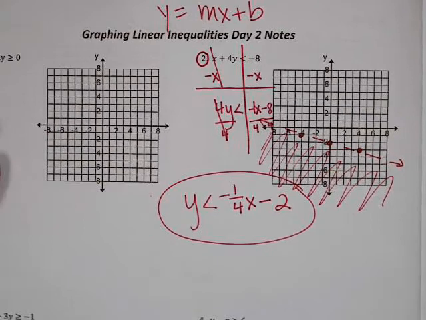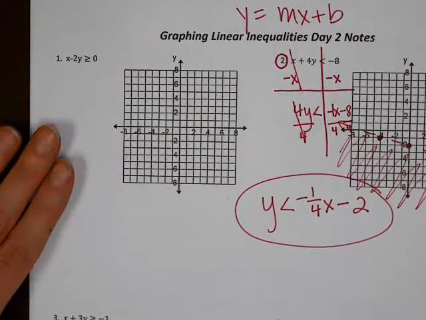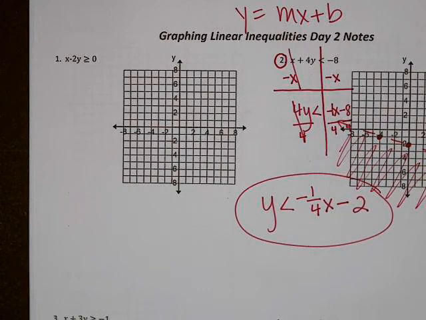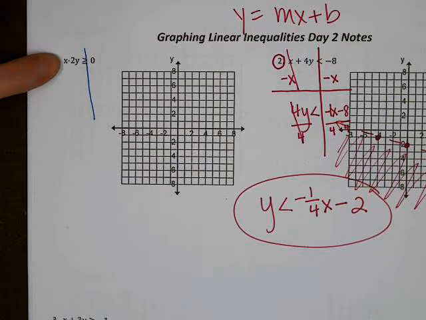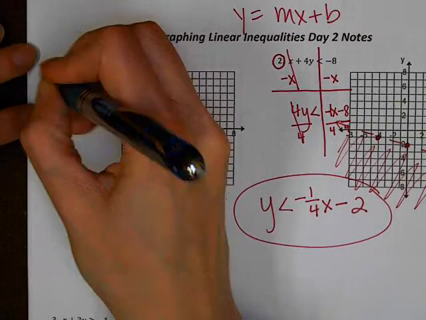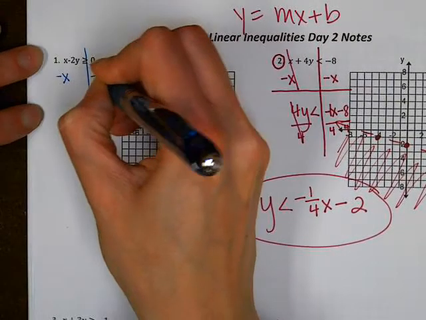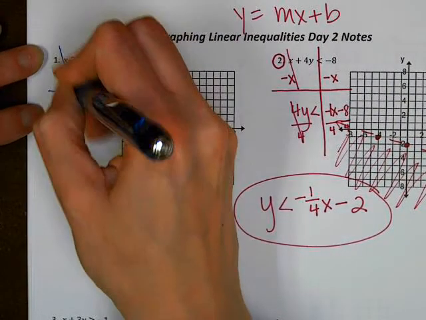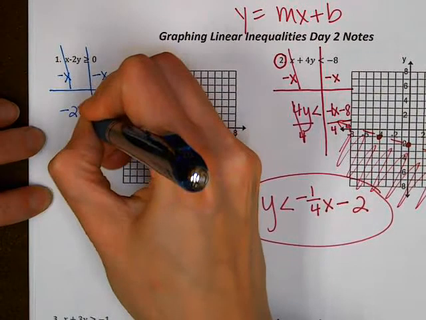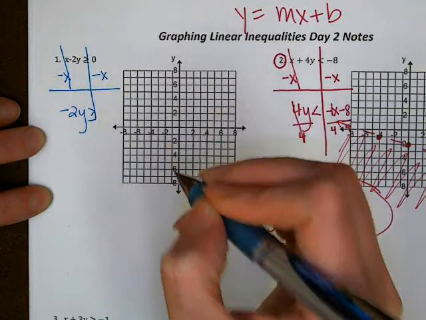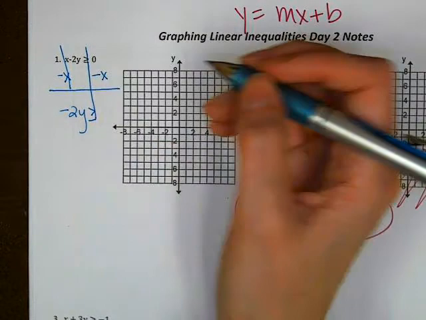All right, let's try one more. Number 1. I don't know why I'm going backwards. So number 1, we're trying to get y alone. So let's draw the wall. And we always start by moving the x term first. So to move a positive x, we subtract it to the other side. And they cancel. And then now we have negative 2y is greater than or equal to 0 minus x.